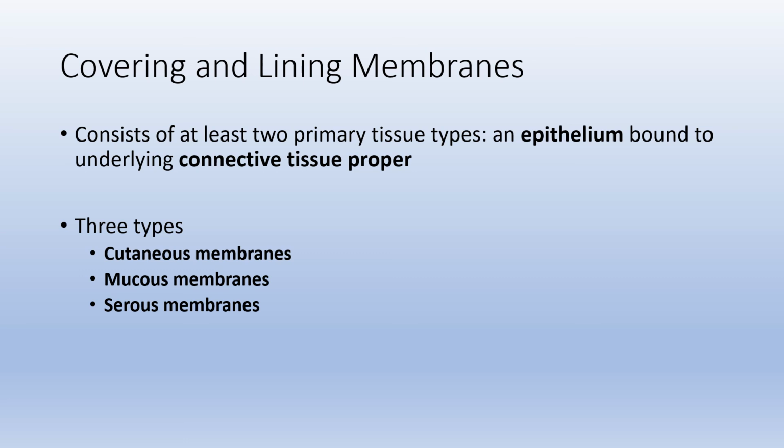Brief review, connective tissue proper is either loose or dense. Three types of membranes. We have cutaneous, mucous, and serous. Again, no matter which one you are talking about, we will see two primary tissue types, an epithelium and a connective tissue proper.